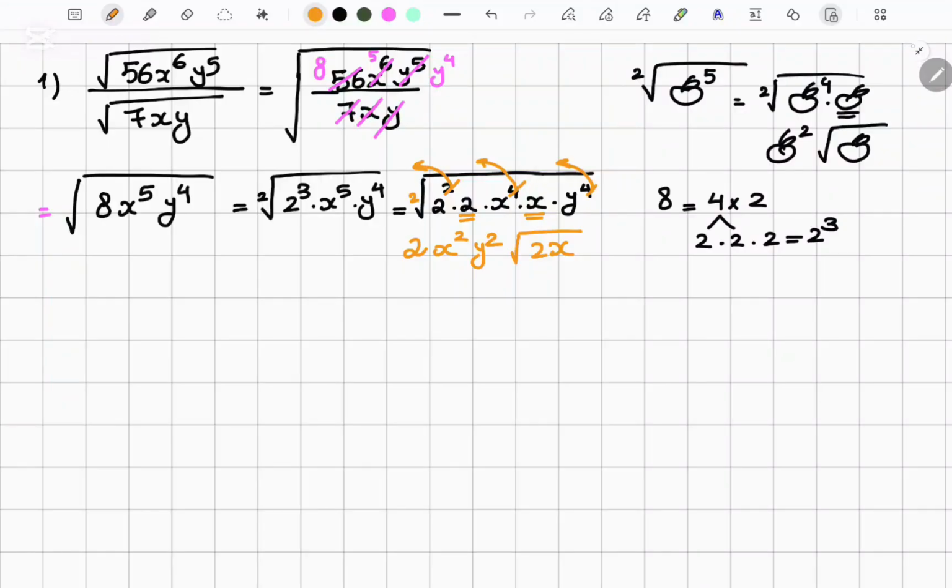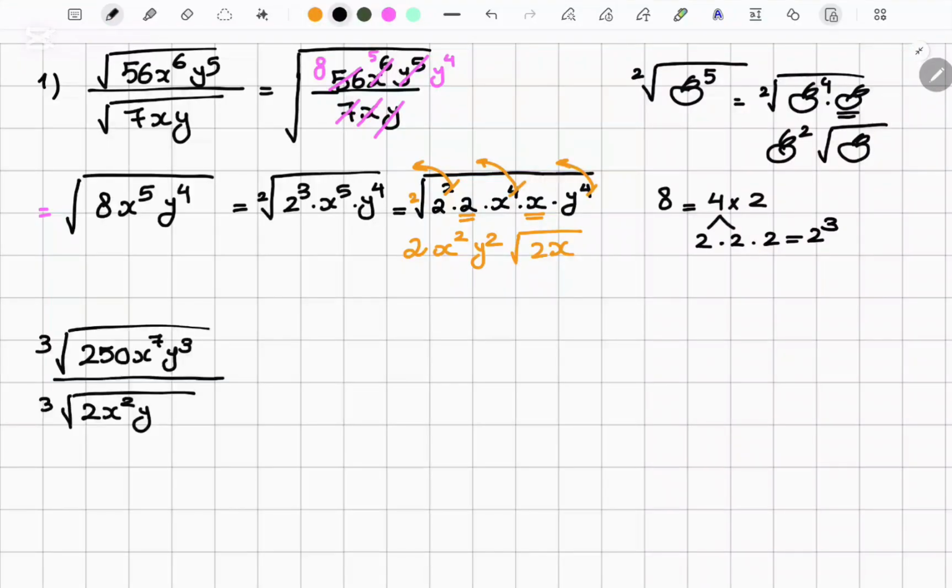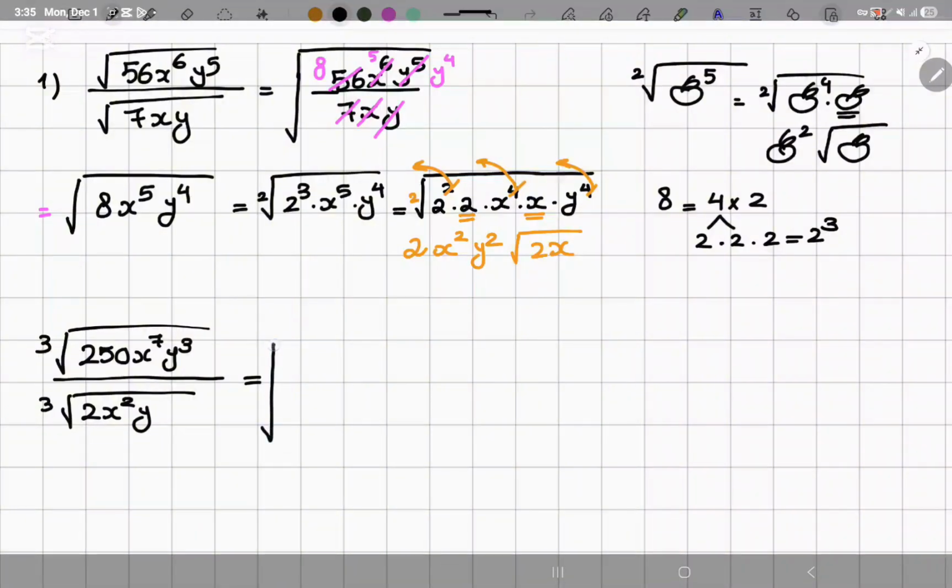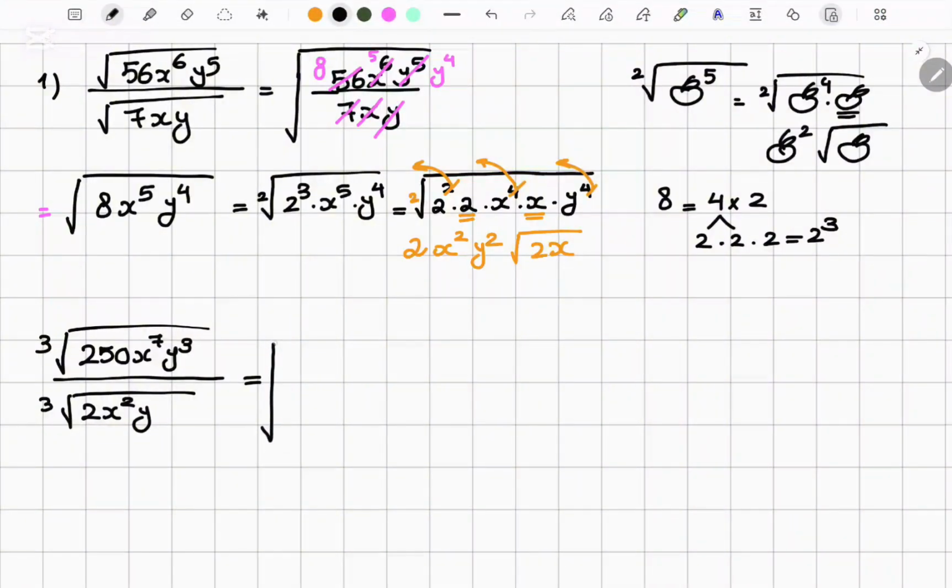I'm going to be back with another example. Ta-da, I'm back with my next example. Guys, as you see, the index of this radical is 3, okay? Do I care if the index is not 2? No, the thing that I would do is exactly the same. So since the indexes are both the same, I'm going to take them all under the same radical. So it's going to be 250 x to the power of 7, y to the power of 3, and then 2x, 2, and y.